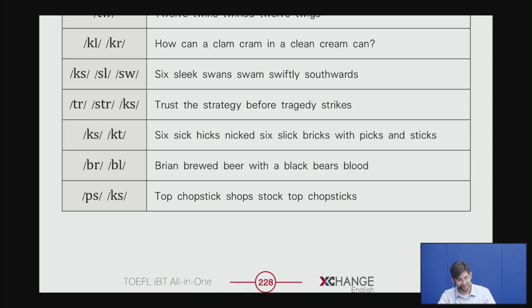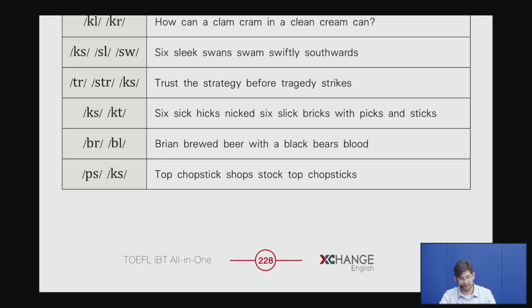And moving on to TR or STR and KS blends. Trust the strategy before tragedy strikes. There's a few complicated words in here. Let's do it one more time. Trust the strategy before tragedy strikes. So really getting those triple sounds in there.